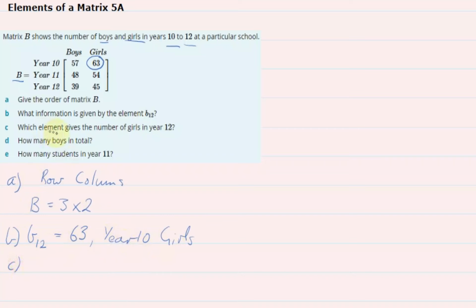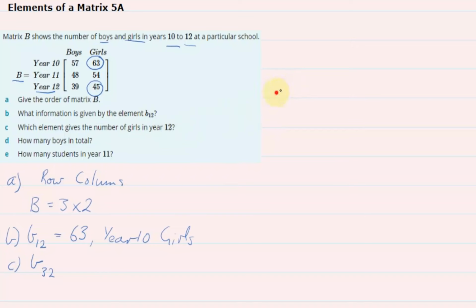Part C: which element gives the number of girls in year 12? We can see that year 12 is down the bottom here, row 3, and the girls are column 2. So the element that gives the number of year 12 girls is element B3,2.